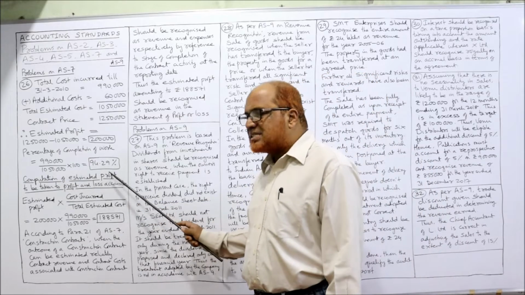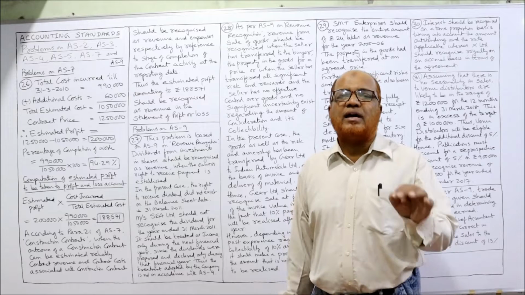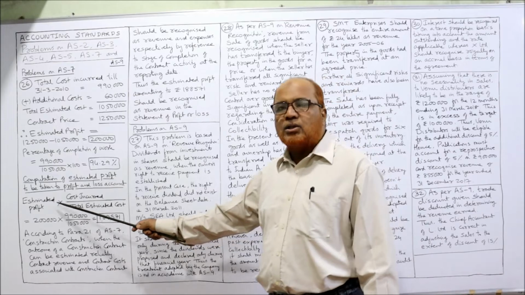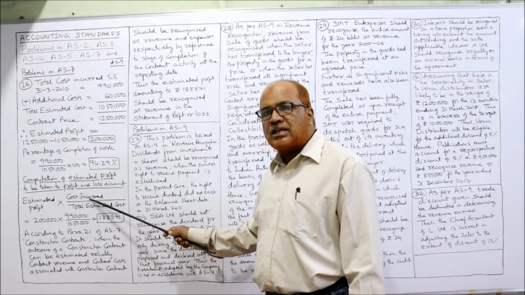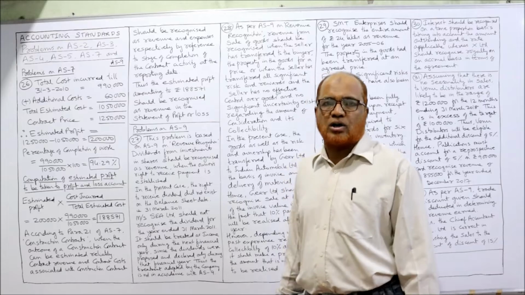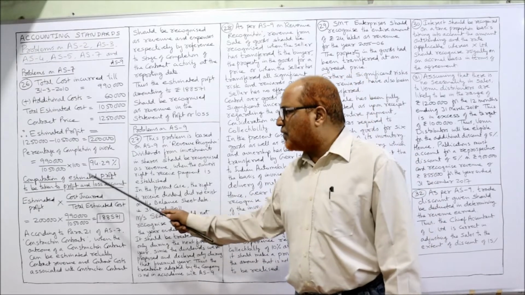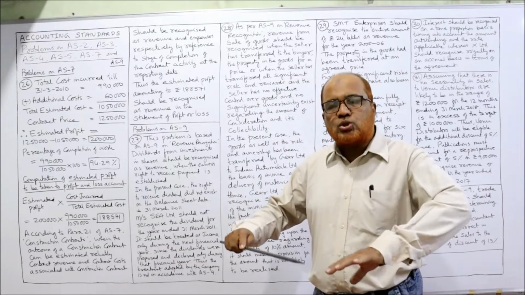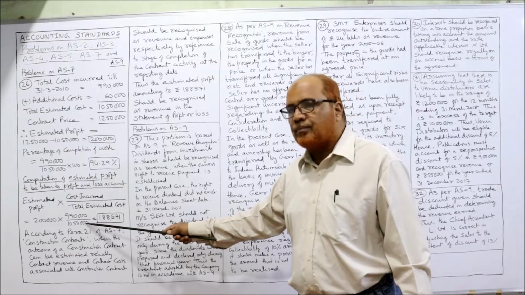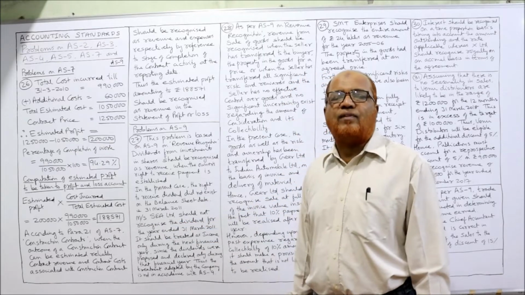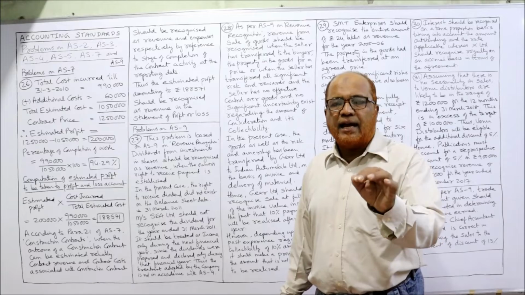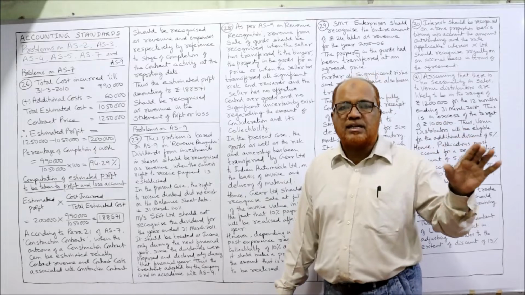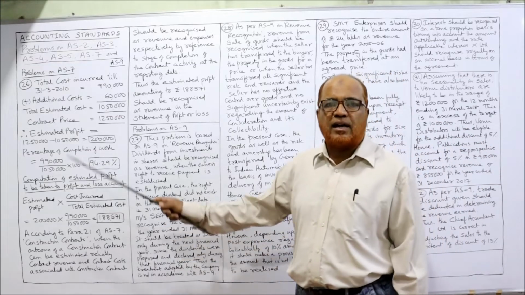Now, computation of estimated profit to be taken to profit and loss account. Finally, it is asking you how much percentage of profit to be taken to profit and loss account. The estimated profit into cost incurred divided by total cost of the contract. The estimated profit we got 2 lakh rupees. Then cost incurred is 9,90,000, whereas total cost is 10,50,000. So you will get 1,88,571. 1,88,571 is the conservative amount of profit to be taken to profit and loss account for the year ended 31st March 2010.